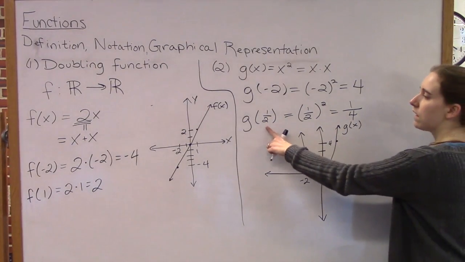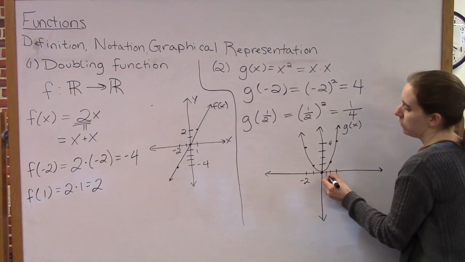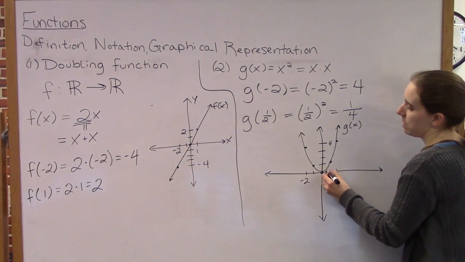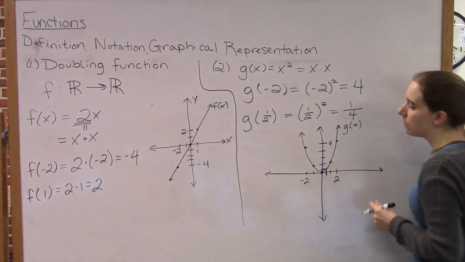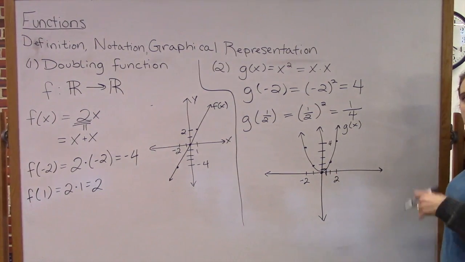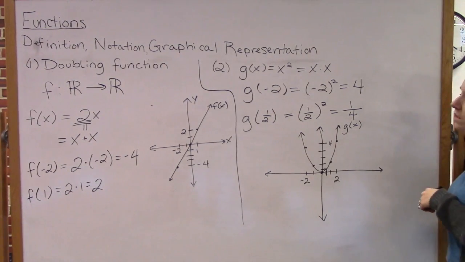Now notice, when I substituted in 1/2, I got 1/4. So if I estimate that 1/2 is going to be about there, and find the point on my graph, that looks like it's about the point (1/2, 1/4). So that confirms for me that that point is on our graph just like we want it to be.